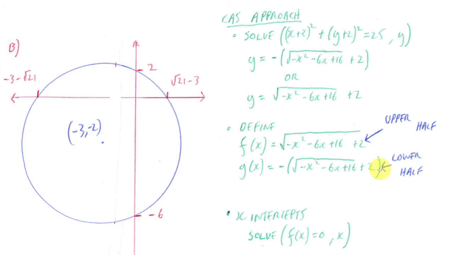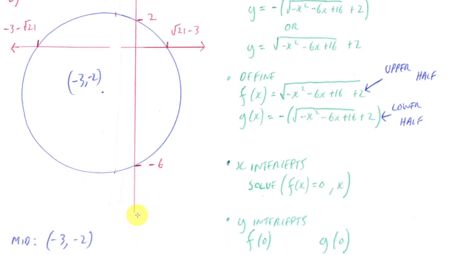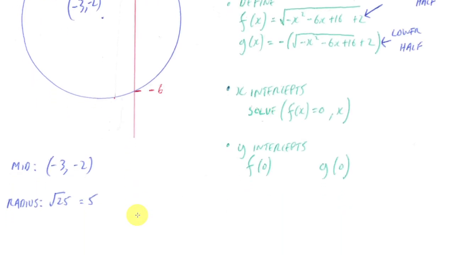To get my x-intercepts, I just simply solve f of x equaling 0 for x, and that will produce here and here. Please note that if you did the lower half, which is from there all the way around, you won't have any x-intercepts because the lower half of the circle, that is g of x, does not cut through the x-axis, so that is sensible. To evaluate the y-intercepts, I simply evaluate f of 0 to get 2 and g of 0 to get negative 6. And that's shown there.